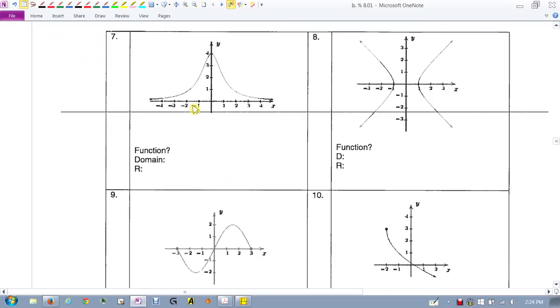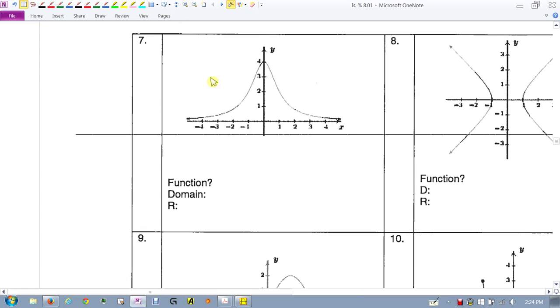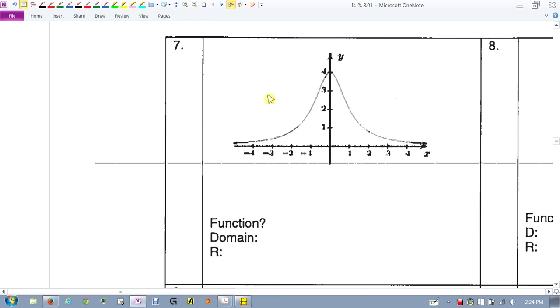Is this one a function? Yes, passes the test, right? Draw your little vertical lines. So yes, it's a function. What's the domain? Those are arrows. Let's say these are arrows out here. Negative infinity to positive infinity. So you've always got picture, right? Left and right. You look to the left, you look up, there's stuff there. You go to the right, look up, it's there.